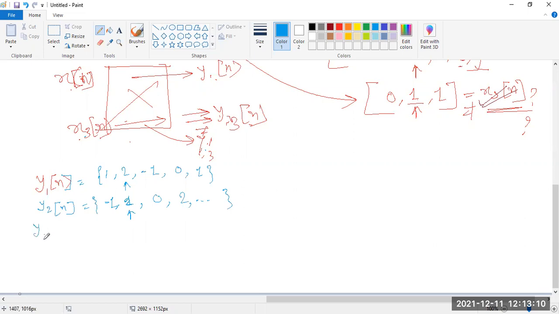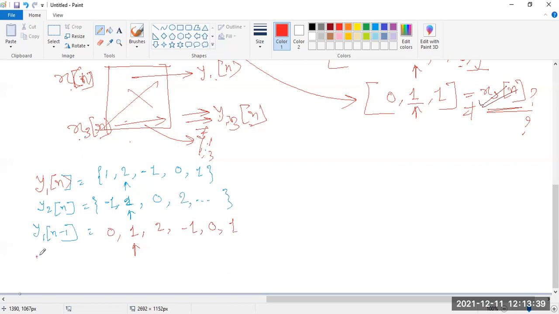Okay, so y1 of n minus 1 you have to put just like this. So this will be shifted, it will be shifted just like this. So this will be 1, I am writing in another color, that is 1, that is 2, that is minus 1, that is 0, that is 1, and you can put here. So it will be shifted from here to here.